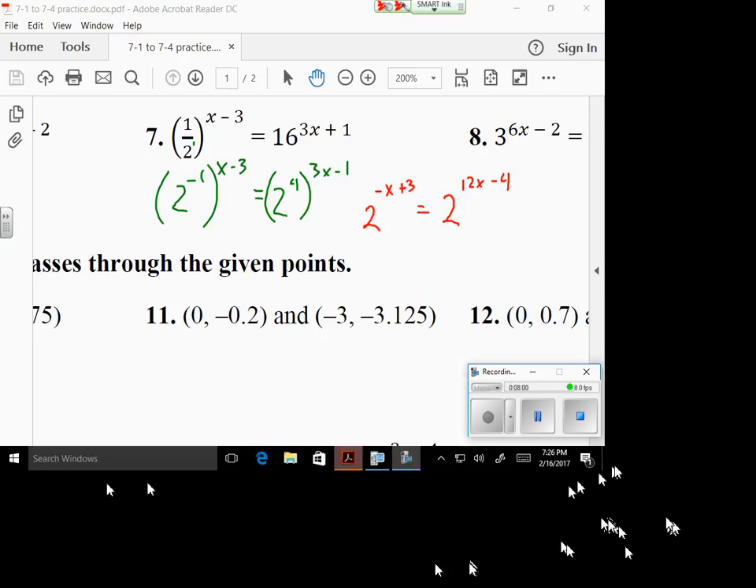Again, drop your bases. Solve for x. You get negative 13x equal to negative 7. Divide by negative 13. X would be a positive 7/13.